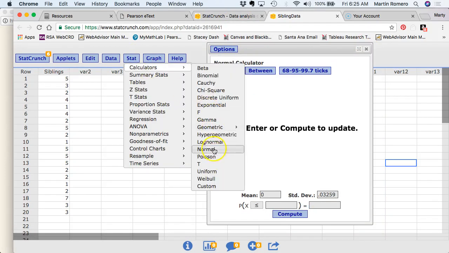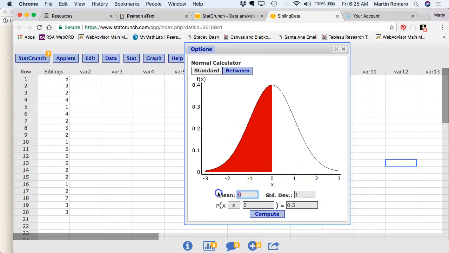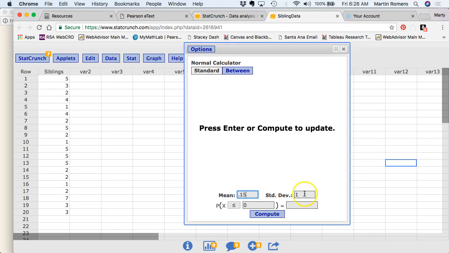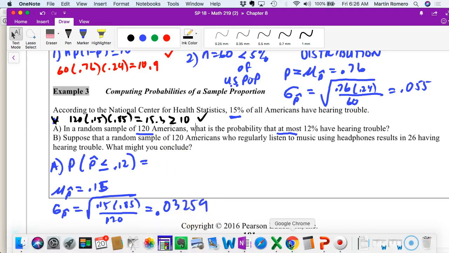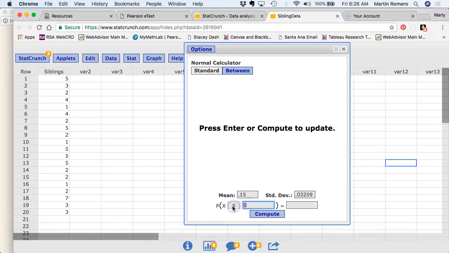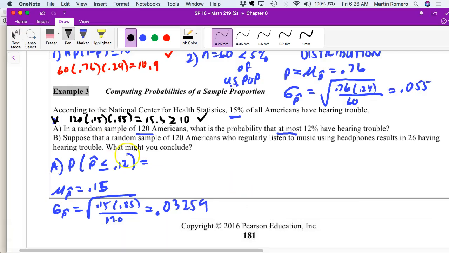So what is the probability that the sample proportion is less than or equal to 0.12, at most 12%? We go to our normal calculator. The mean was 0.15. The standard deviation was 0.03259, which we got back over here. And so then we can now calculate that it's less than 0.12. Compute, and I get my answer here, 0.179. So our answer here is 0.179, and we got that from the normal calculator. So that was part A for us here.